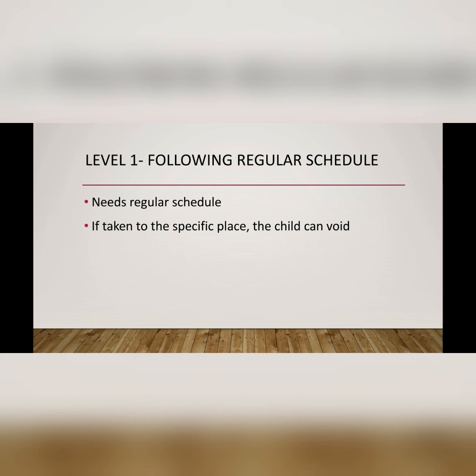Okay, so you need to select that particular place where the parent or the caregiver wants their child to void. So the specific place should be decided by the caregiver, and if the child is taken to that particular place, the child is able to void. And in this stage, the child has limited control in the sense that if the child is not taken to the toilet immediately, he or she may void wherever he or she is. So he may wet the pants if not taken to the toilet immediately.